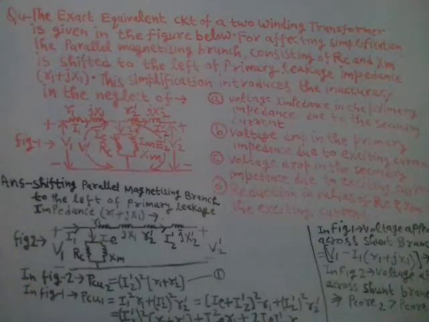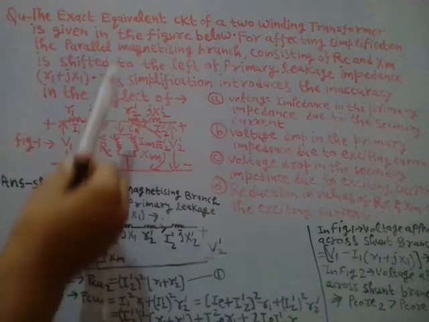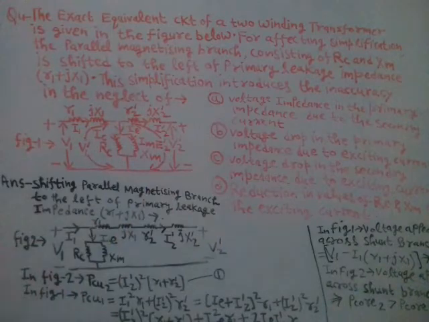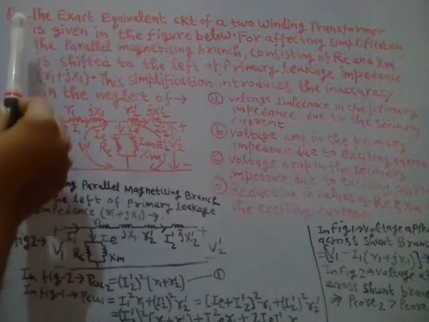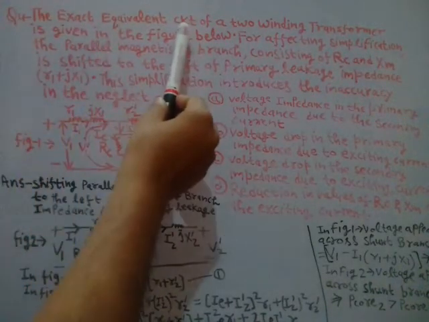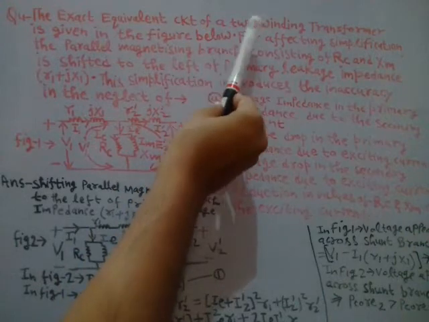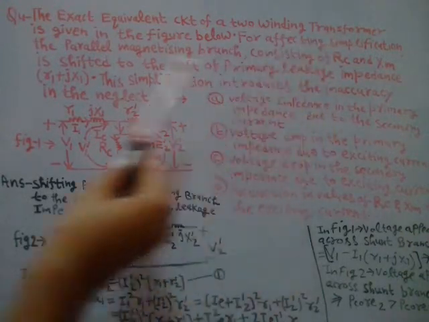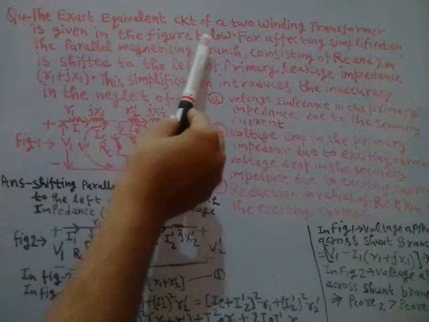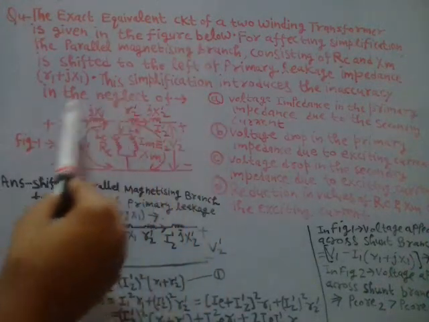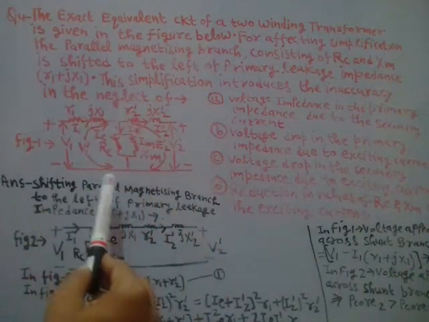So this is a question which is based on the equivalent circuit of a two winding transformer. Let me first read the statement of the question. The question is: the exact equivalent circuit of a two winding transformer is given in the figure below. So this is the figure which is given in the question.